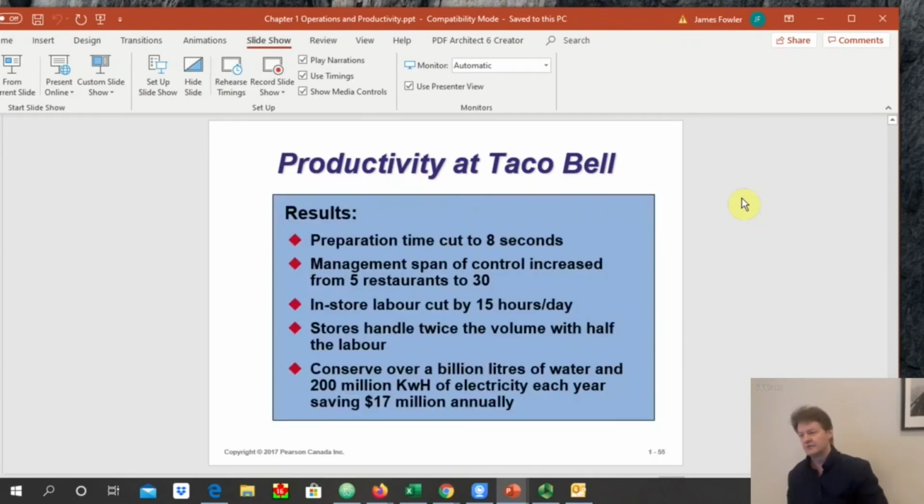So what was the result of those initiatives in operations management? Well, preparation time was cut to 8 seconds. Management span of control increased from 5 restaurants to 30. Think about that for a moment. That's huge. In-store labor was cut by 15 hours per day, and the store handles twice the volume with half the labor. That's pretty remarkable. Additionally, it conserved over 1 billion liters of water and 200 million kilowatts of electricity each year, saving $17 million a year.